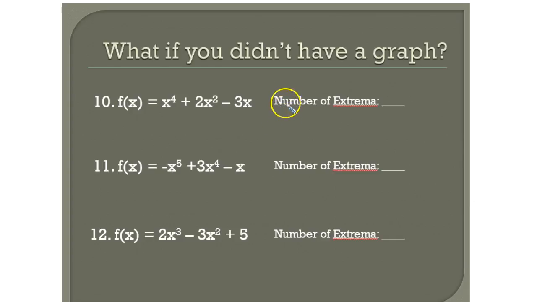Well, we don't have a graph. We can do this kind of process in reverse. So we look to find the degree. And once we have that degree, we're going to subtract 1 to get the highest number of extrema. So 4 minus 1 means that there should be at most 3 extrema. 5 minus 1 means at most there's going to be 4 changes of direction in the graph. And then a degree of 3 means that there's going to be at most 2 extrema.